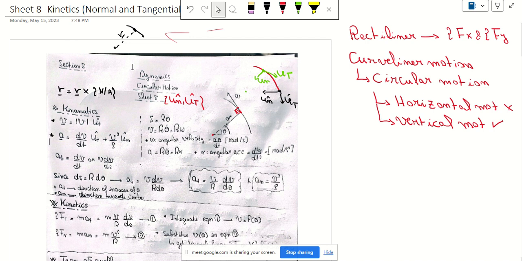Back to the acceleration. The acceleration has two components: a is equal to at ut plus an un.